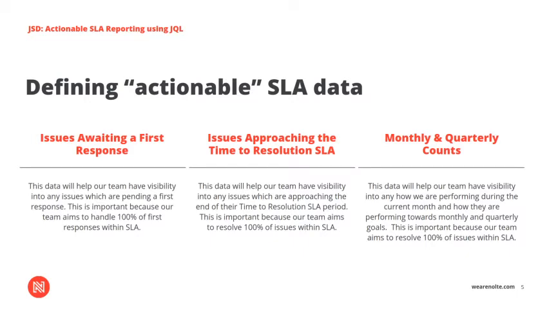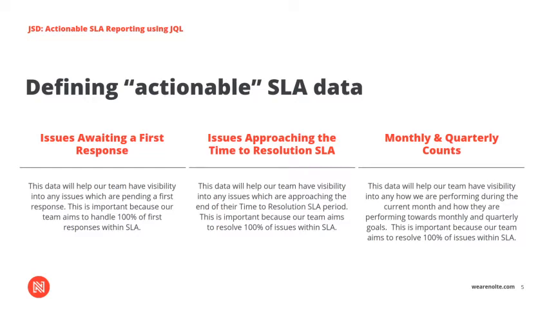So once I better understood what data was actionable, I was faced with determining how to align the data recorded using JIRA Service Desk with our team's goals. The most critical factor for my team was to ensure that we understood how changes in data track to actual events and that we could set clear expectations in regards to how that data will be used. The first segment of actionable data I selected was issues awaiting first response. This data will help our team have visibility into any items which are pending a first response. This is important because our team aims to handle 100% of the first responses within SLA.